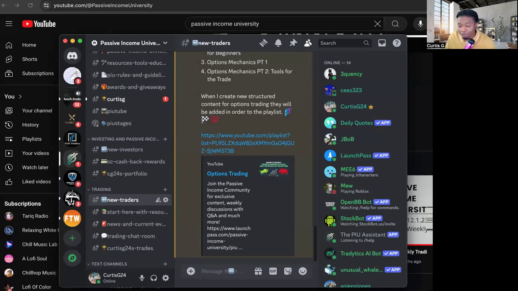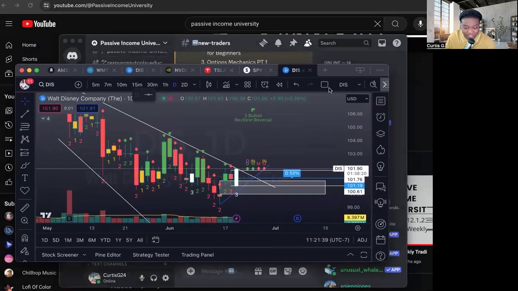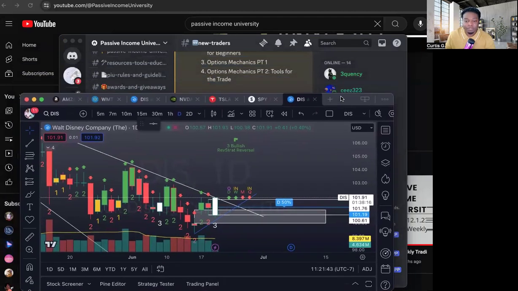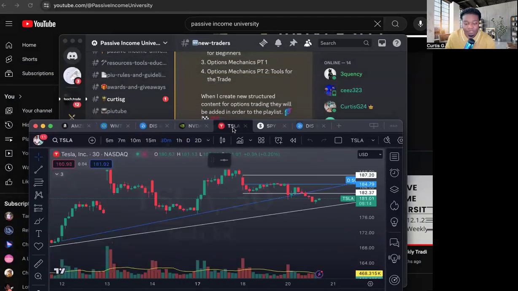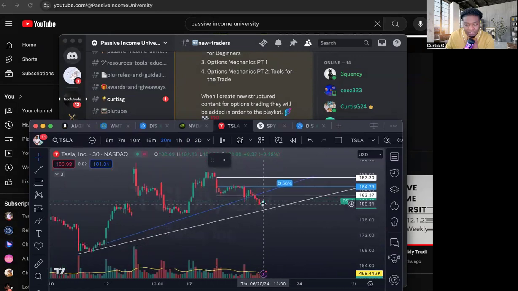Let's see if we can find any more plays right quick. Let's see. Disney's still looking like it wants to break through. Tesla broke below this trend line. I drew 2. It looks like it wants to come down here somewhere.